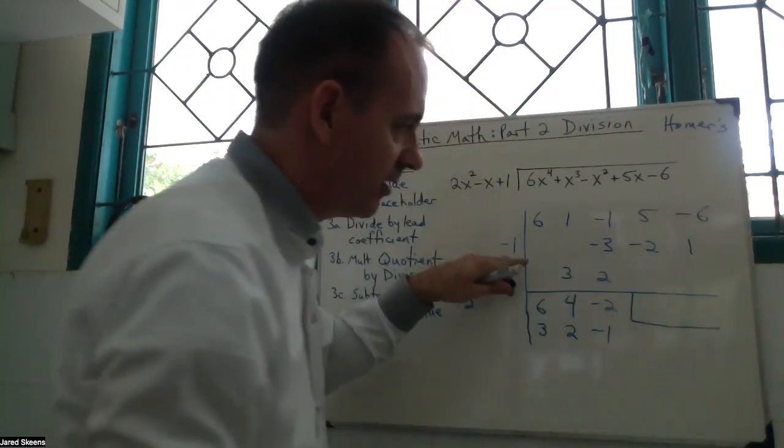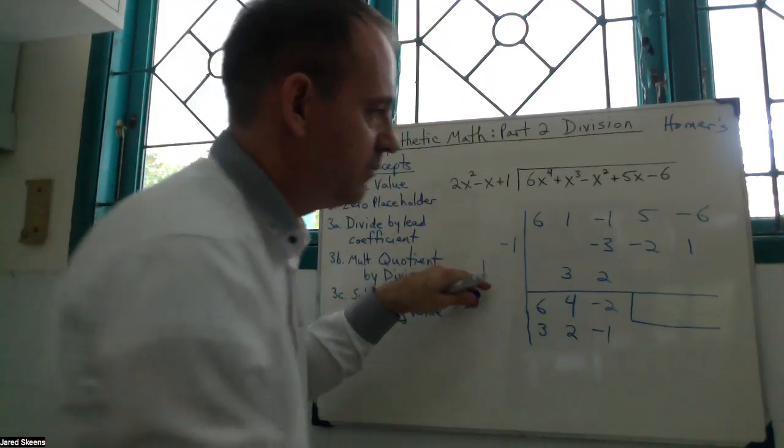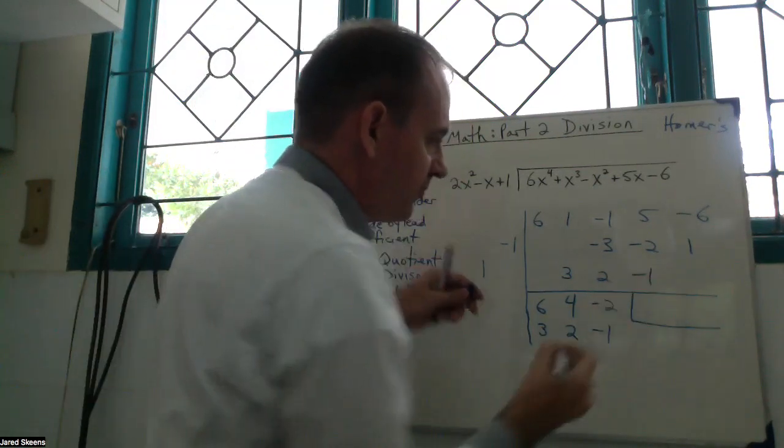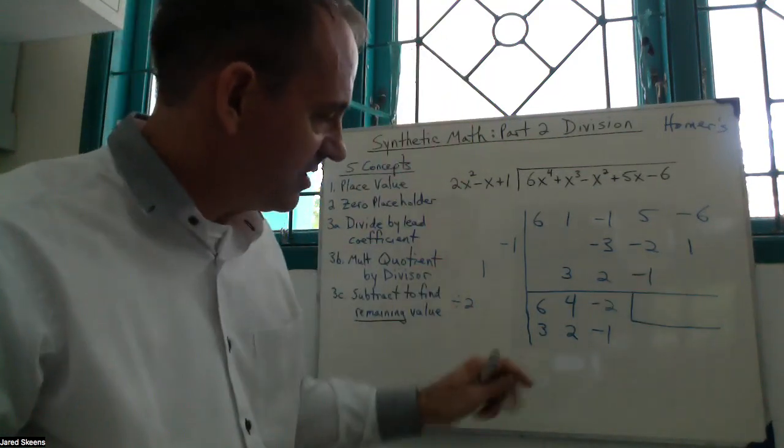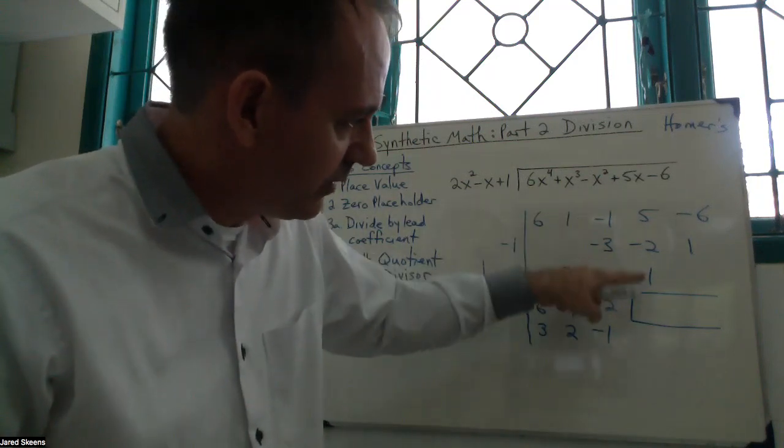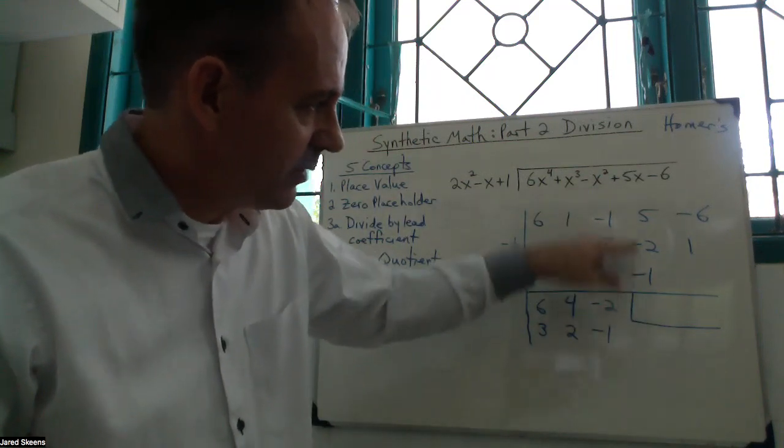Notice we're at the end of our columns here. -1 times 1 is -1. Now, once you reach this point, we now notice we've reached the line again. We've reached the bottom. We add these up.